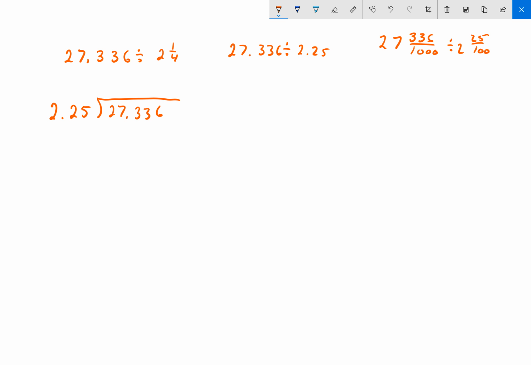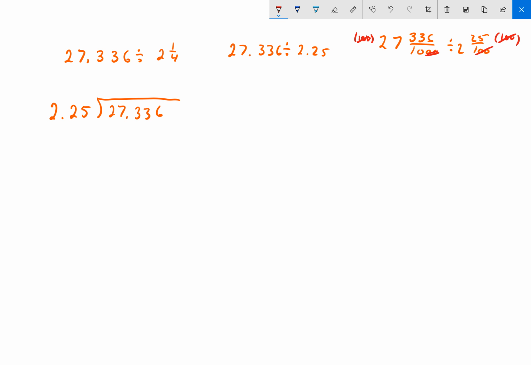I have fractions here. So if I want to get rid of this fraction in the divisor, what I'm actually essentially doing is I'm going to multiply both sides by 100. And when you do that, this will cancel out with this, and this will cancel out with 2 of the zeros. So now I should have 27 and 336 tenths, and let's see what happens.